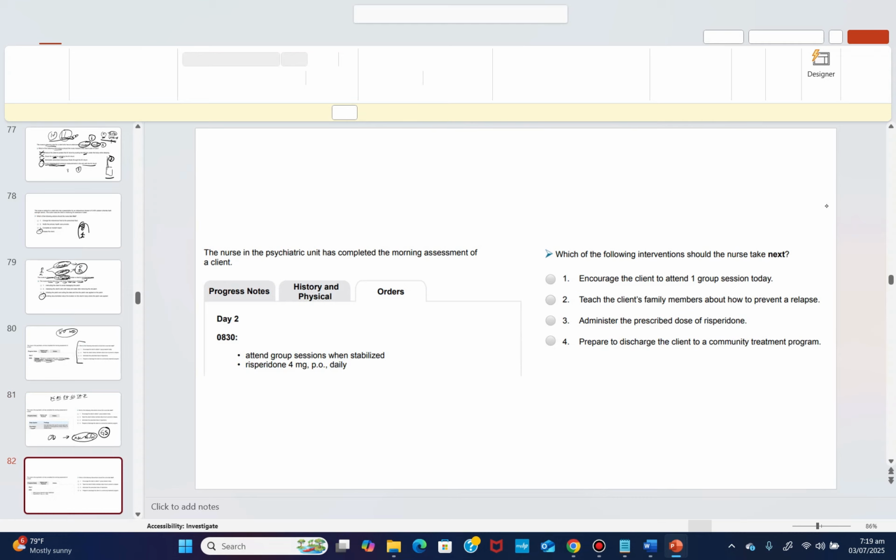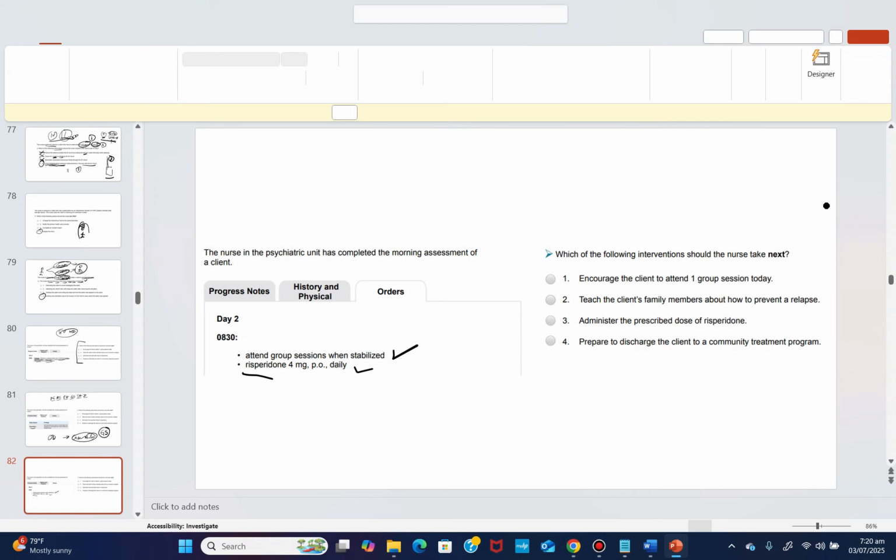Now, based on the progress note, symptoms, and history, the patient has schizophrenia, and the order is saying we should do two things. We should make the client attend what? Group session when they are stabilized. You see the keyword. Make the client attend group session when they are stabilized. The second order is to give their medication as well. So that's the two things we have. Okay, but our patient is definitely not stabilized right now. They have a problem according to the progress note.